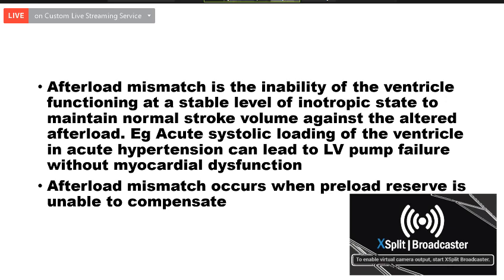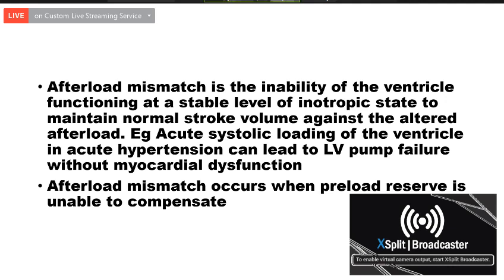Afterload mismatch occurs when the preload reserve is unable to compensate. What usually happens when there is an increase in the afterload is that there is an increase in the preload, because initially there is a reduced stroke volume. A reduced stroke volume results in an increase in the end systolic pressure, which can result in an increase in the end diastolic pressure. This increase in the end diastolic pressure, that is the preload, will increase the force of contraction of the myocardium and compensate for the afterload increase.